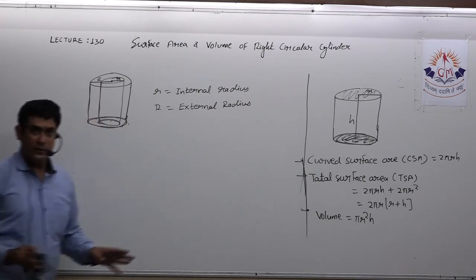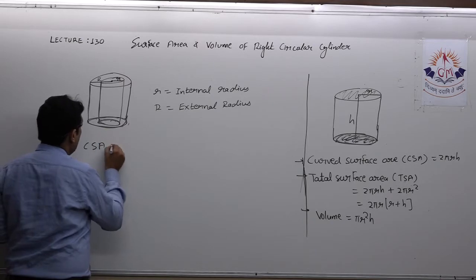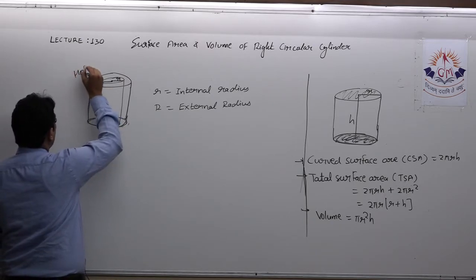Now again we'll start with the curved surface area, then total surface area, and volume. So CSA for hollow cylinder. Here we are talking about a hollow cylinder.